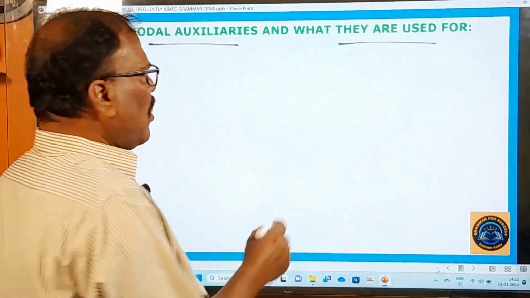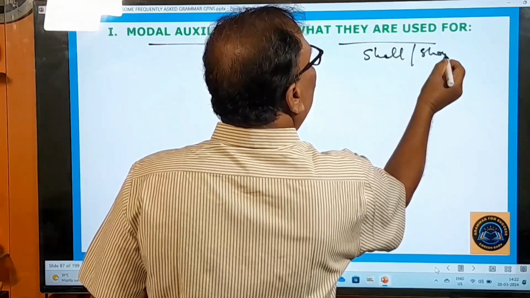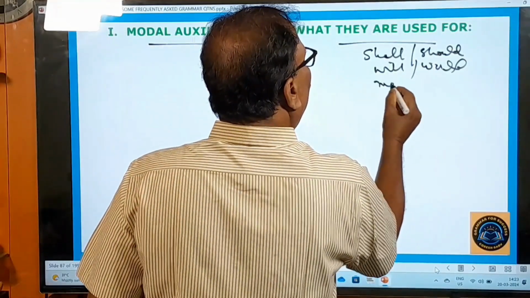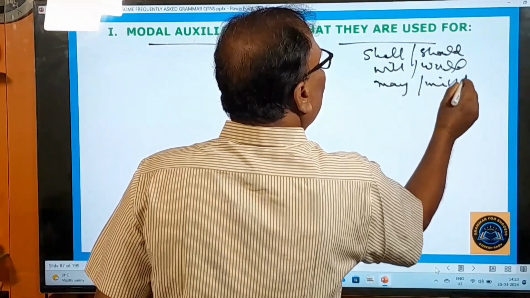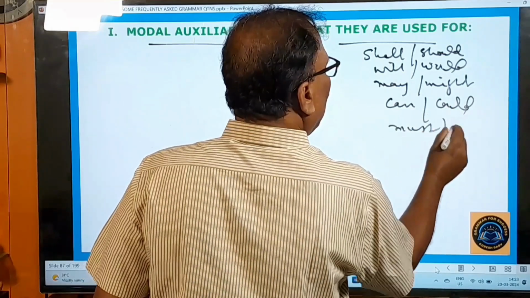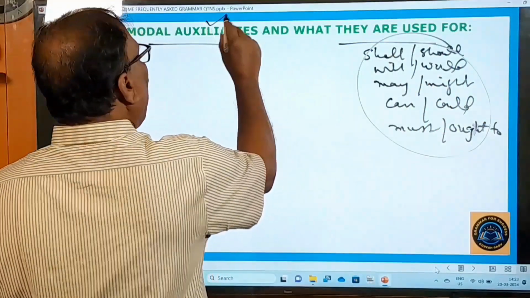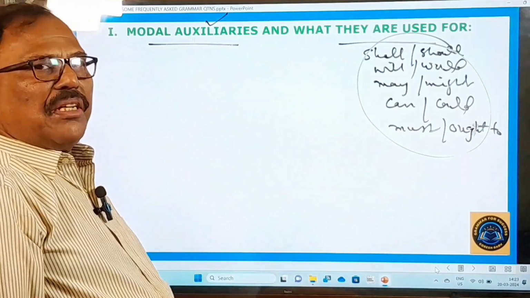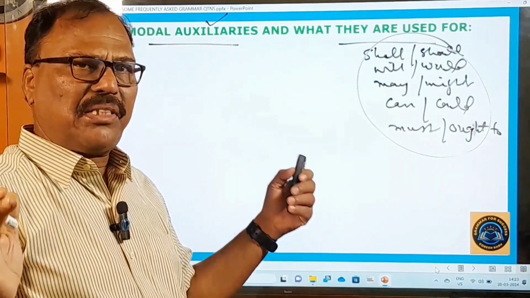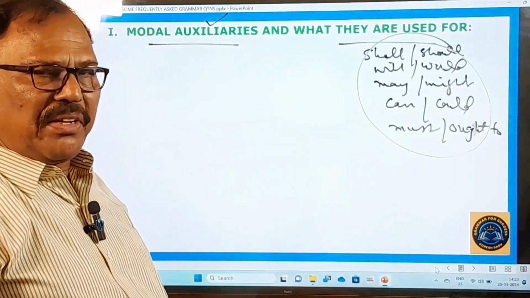The modal auxiliaries are shall, should, will, would, may, might, can, could, must, ought to. So these are all modal auxiliaries. They are very important for all your competitive examinations, not just for TET or DSC examination, but for all other competitive examinations.